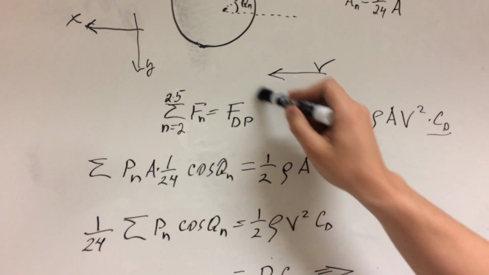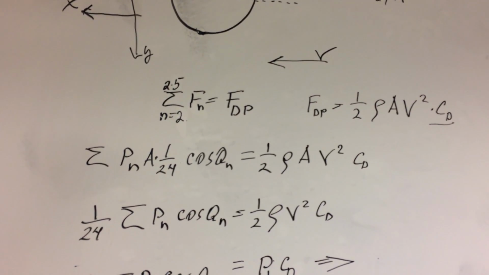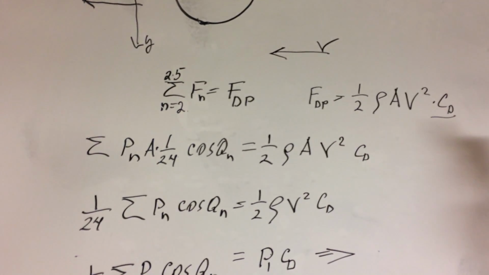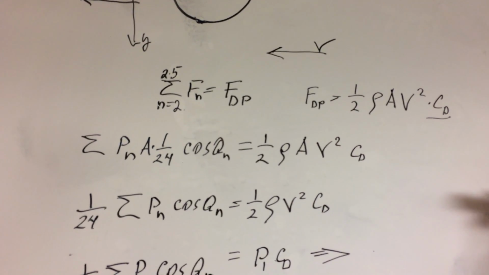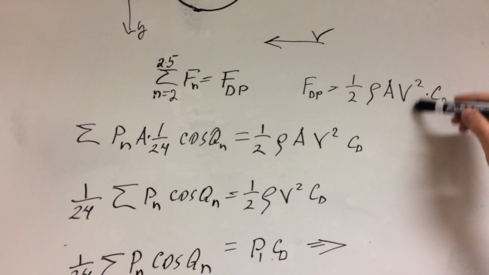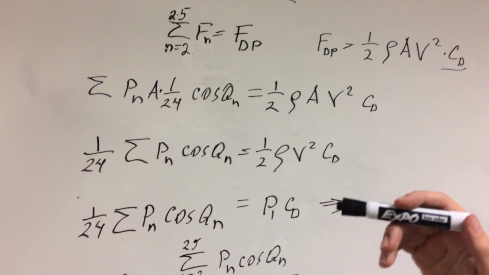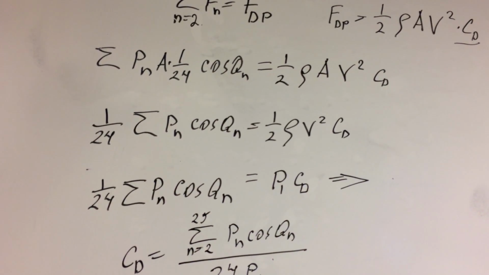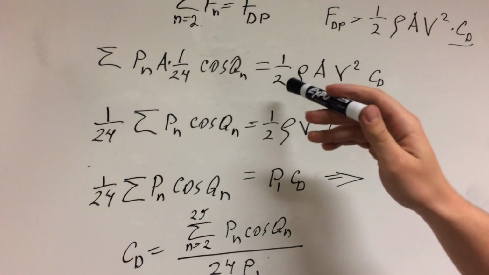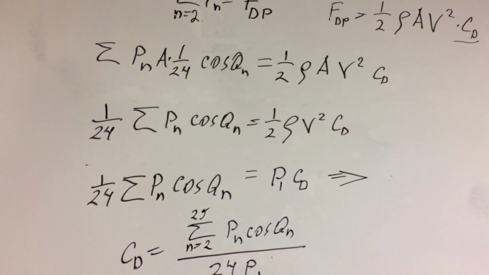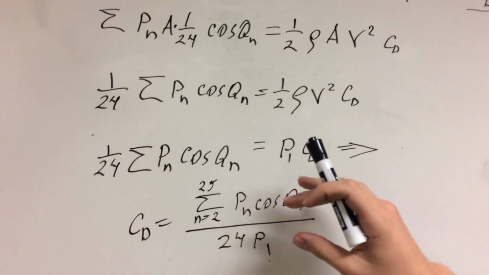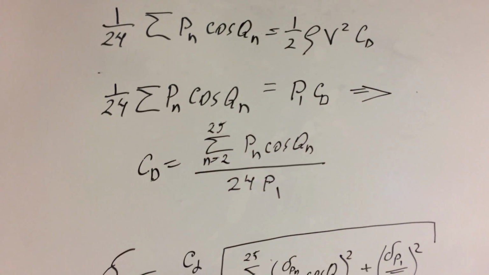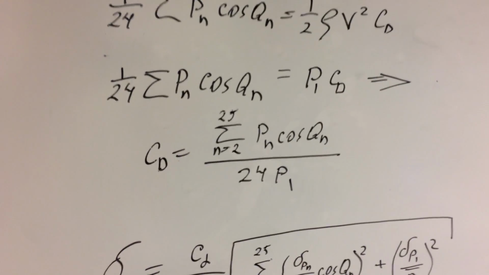Here is the summation that we used for pressure drag. We know that pressure drag is also equal to half rho A times velocity squared times the drag coefficient. Our goal in this experiment is to find the drag coefficient. So we sum all the forces due to pressure at each pressure port and set it equal to the equation of pressure drag. Due to some algebraic rearrangements that we made, we come up with this equation for the pressure drag coefficient of the cylinder.